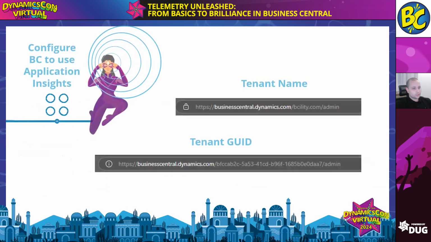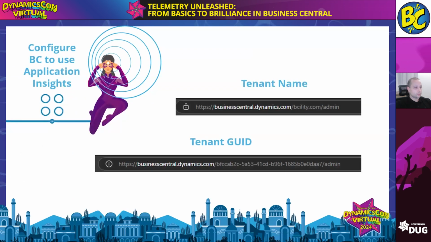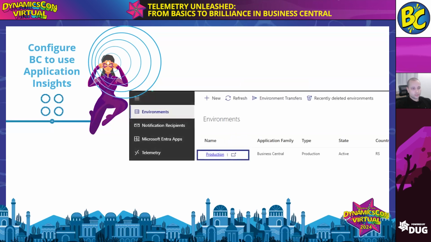With our connection string in hand, we can move to the second step, for which we need to move to the Business Central admin environment, and you can access the admin environment in 2 ways, either using the GUID or the tenant name. Upon opening, by default, it will show the environment section. There you will need to click on the environment for which you would like to enable telemetry signals.